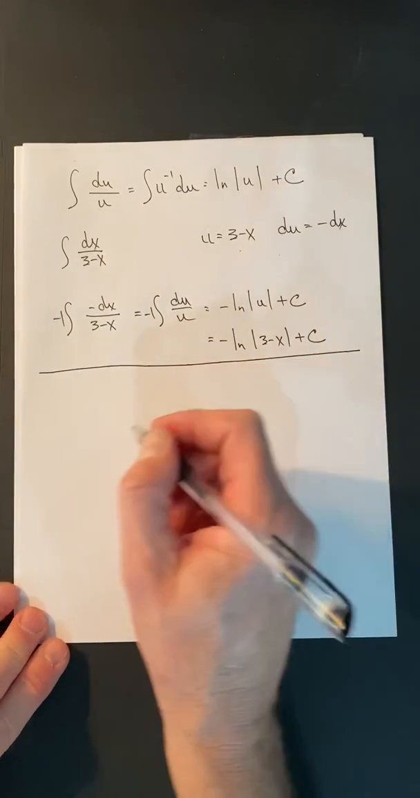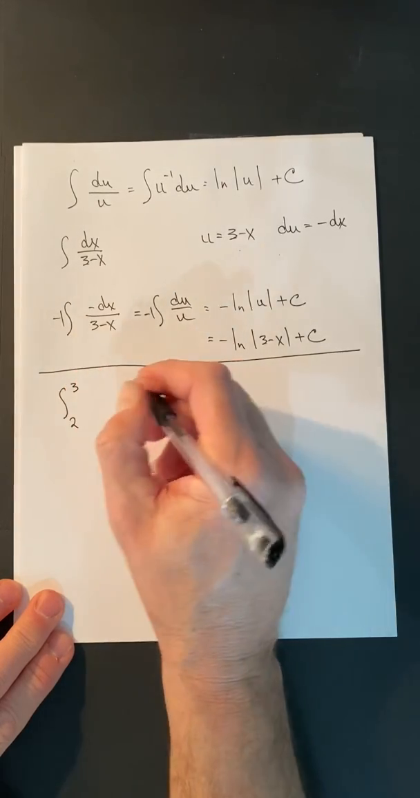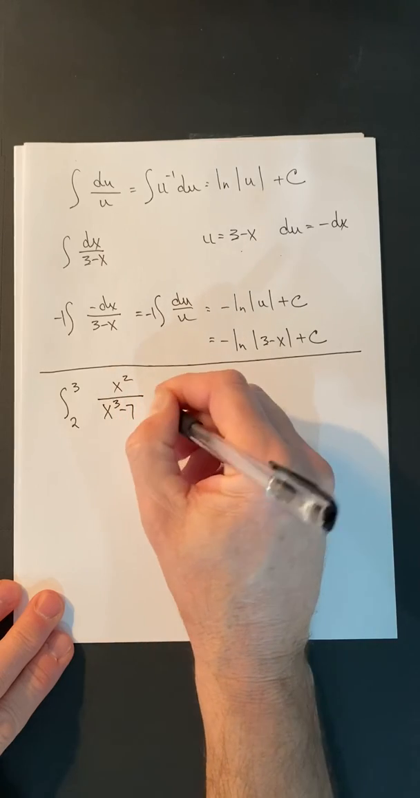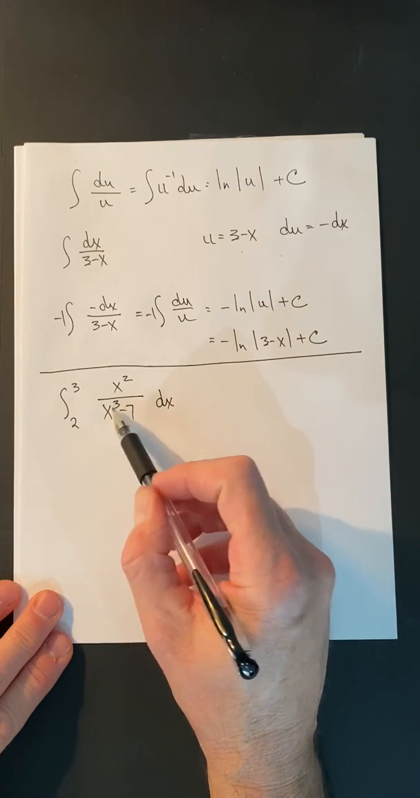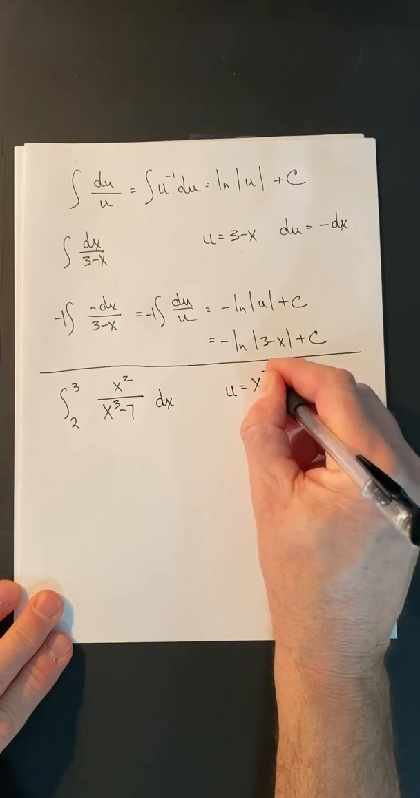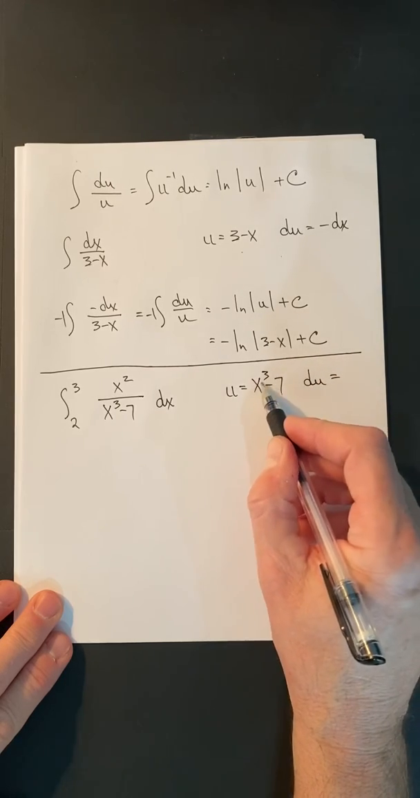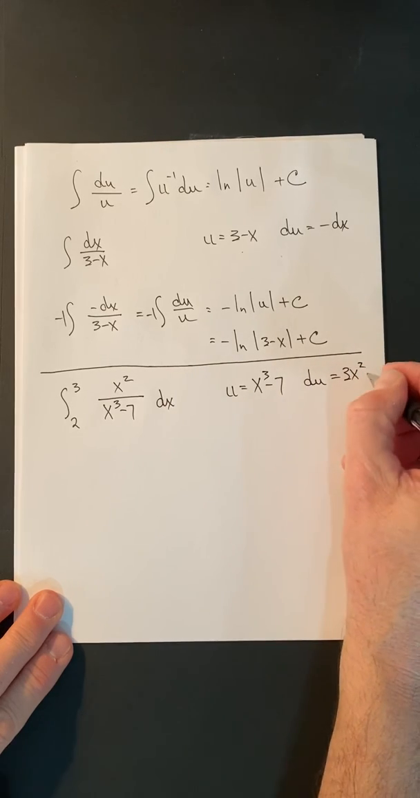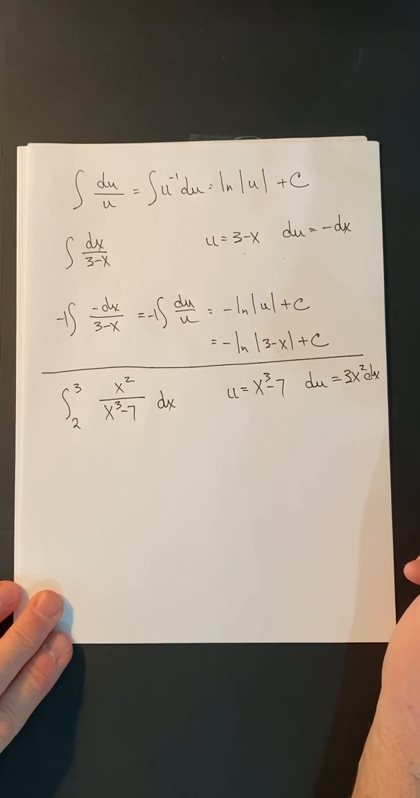So we'll take the integral from 2 to 3 of x squared all over x cubed minus 7 dx, okay? So right away I can see a derivative here forming, and so I'm going to say u is equal to x cubed minus 7, and du is going to be, well, the derivative of x cubed is 3x squared. The derivative of a constant is 0. So I've got du is 3x squared dx, okay?